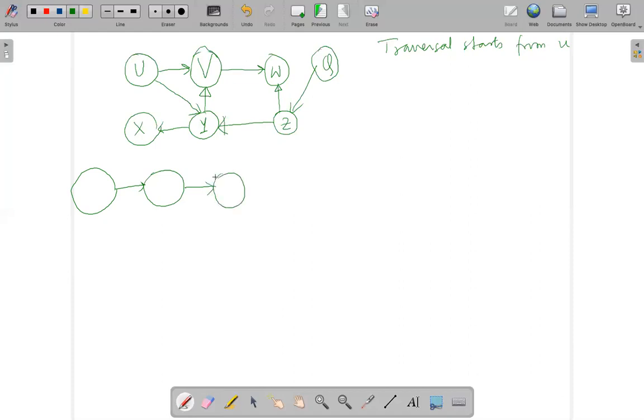First, let us draw the graph again. So as you start your exploration, U becomes gray in color, okay, and the discovery time is set to 1, and we still don't know, the exploration is on, we still don't know when it will reach the finish time.